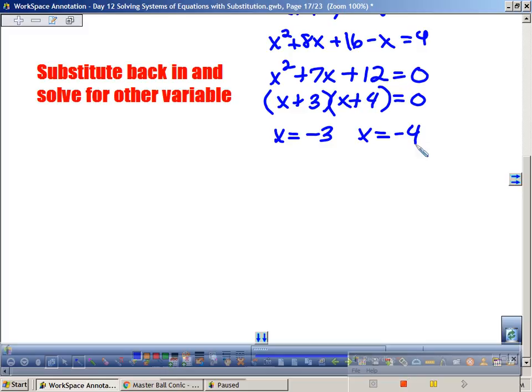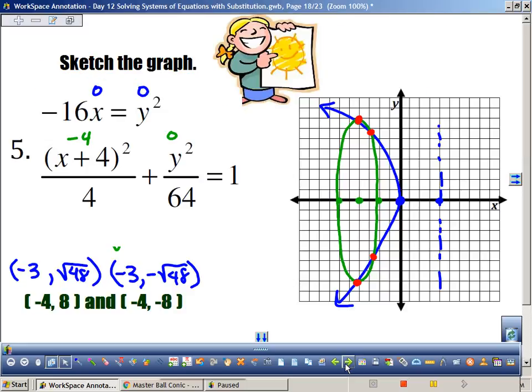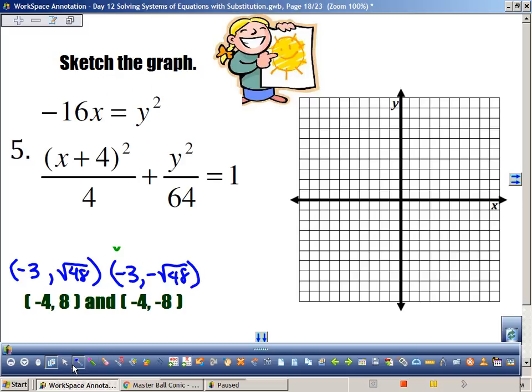Phew, that was a lot of work. Are we done? No. No! What did I say I was going to do with these before I even started? I said I was going to graph them. Right? Let me graph this one. But I'm going to leave this. All right. So I'm going to graph the easier one first.